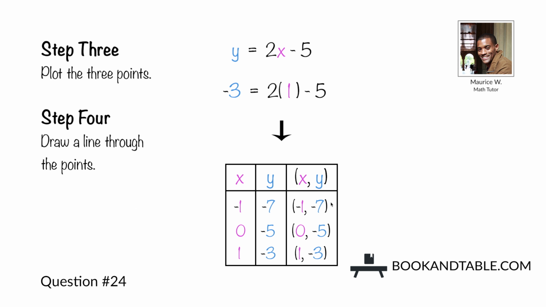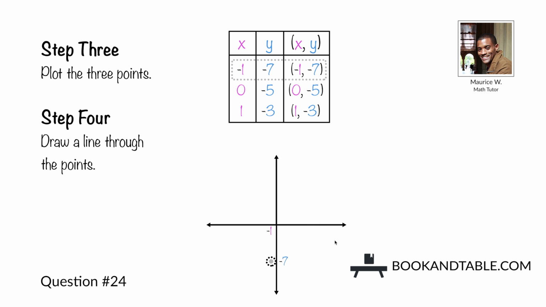So now that we have our 3 points, the third step will be to plot these 3 points, and the last step will be to draw a line through the points. So our first point is -1, -7, so you plot that point. Then you have 0, -5, so you plot that point. Then we have 1, -3, so we plot that point. And we see that these points are on the same trajectory. So we know we have the right points. So we can draw a line through those points to get the sketch of y is equal to 2x minus 5.